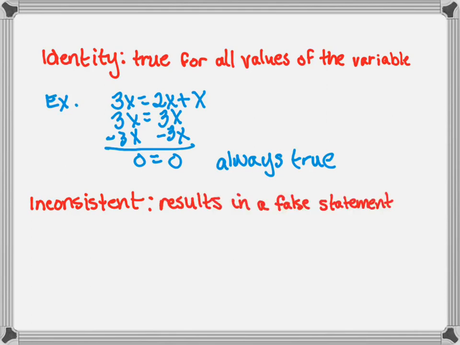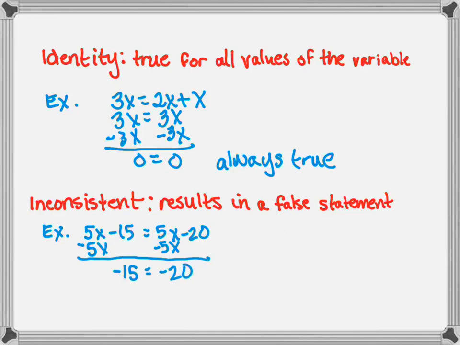Inconsistent. This results in a false statement. For example, 5x minus 15 equals 5x minus 20. If I subtract 5x from both sides, we get negative 15 equals negative 20, which is never true. So this equation is inconsistent.